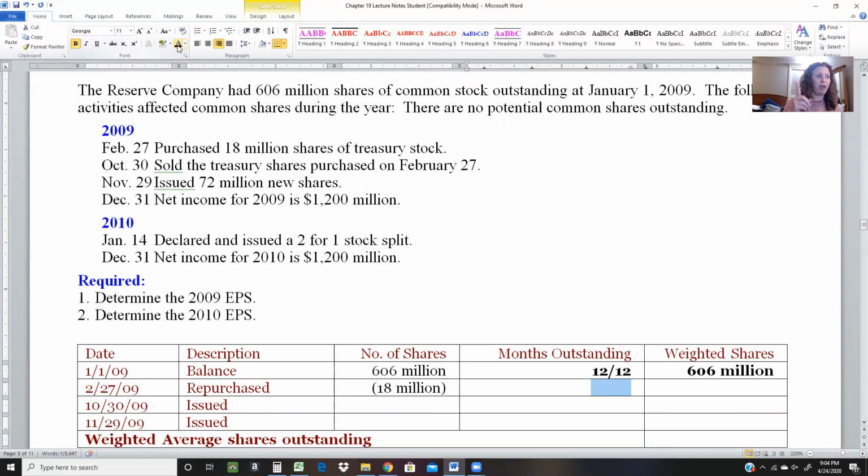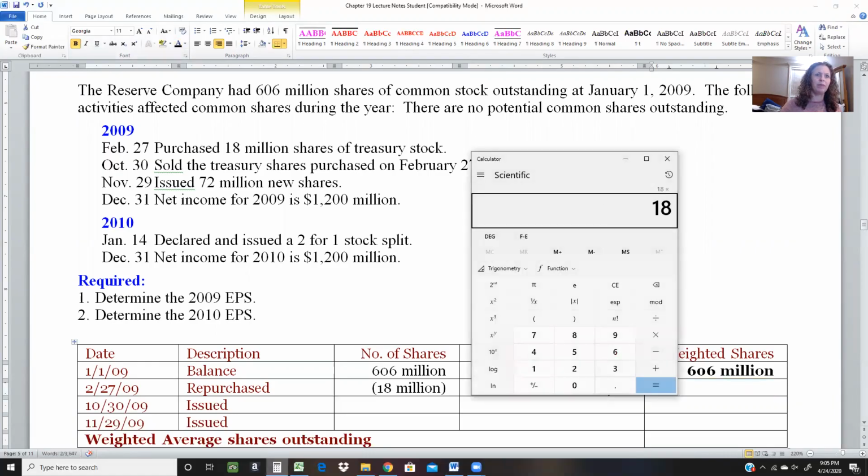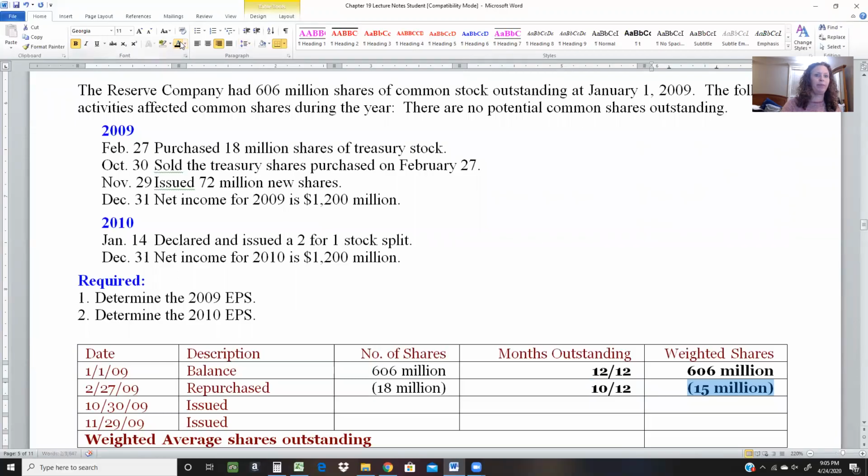And so it's February 27th. So we're just going to do March, April, May, June, July, August, September, October, November, December, 10 months. And so 10/12 of 18 million is going to be minus 15 million.